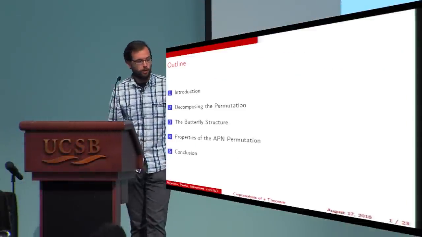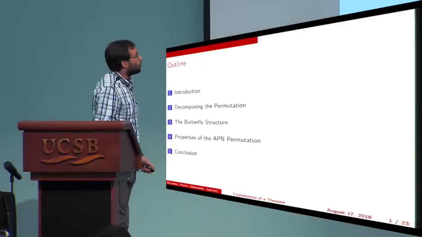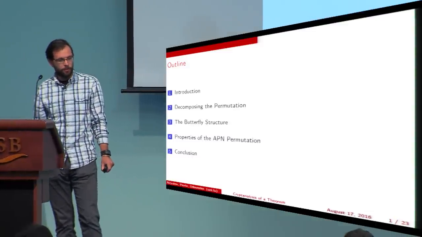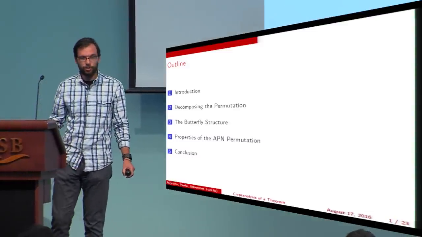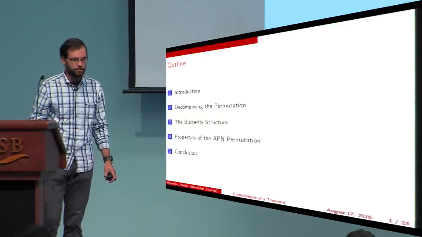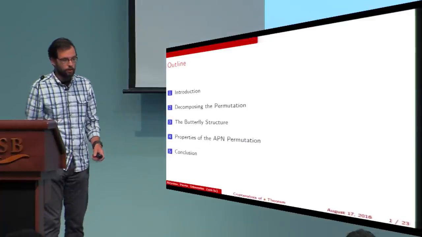First, I will give a brief introduction to the problem. Then I will show how we managed to decompose the APN permutation. Then I will show an attempt to generalize the structure. And then I will show some interesting properties obtained using the decomposition. And then I will conclude the talk.